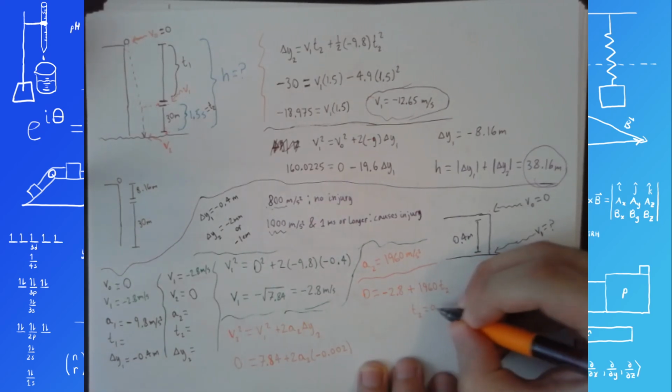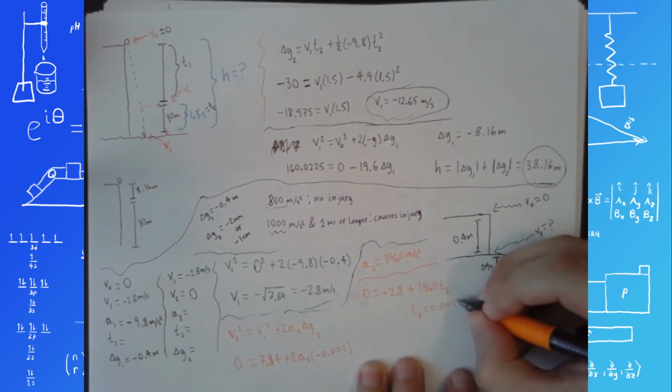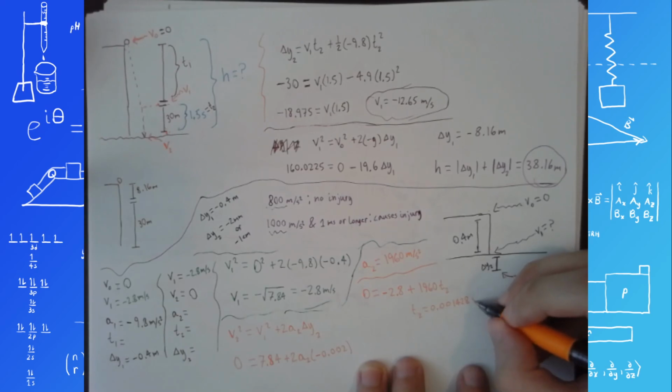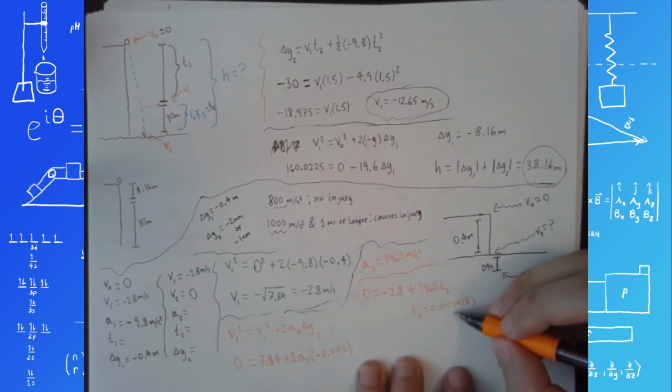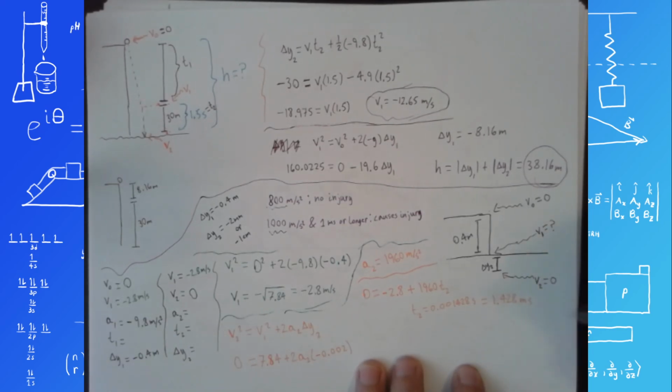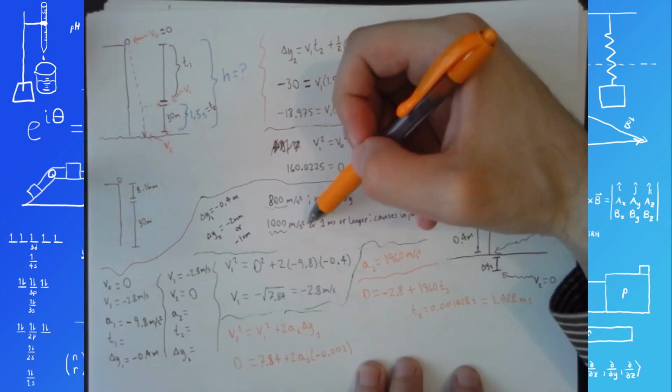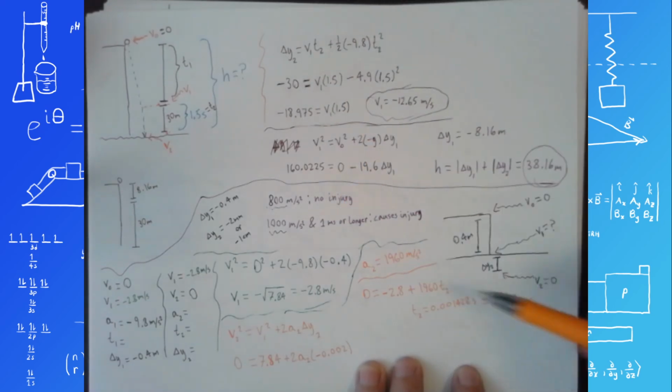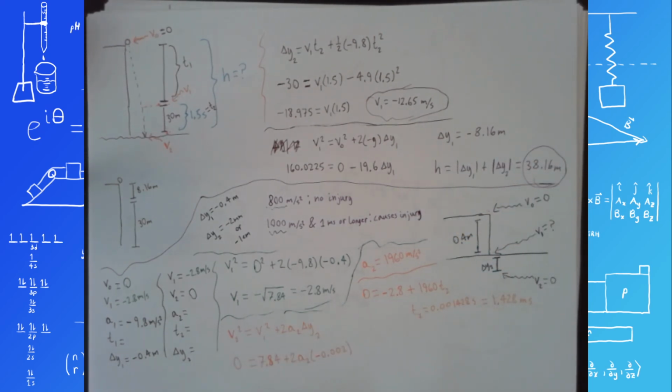T2 is equal to 0.001428, and that's in seconds. If I convert this to milliseconds, move the decimal 3 places, that's also equal to 1.428 milliseconds, and they said acceleration of 1,000 or more, lasting for 1 millisecond or longer, this is definitely longer than a millisecond, causes injury. So falling on hardwood floor, surprising to no one, I would hope, can cause traumatic brain injury.